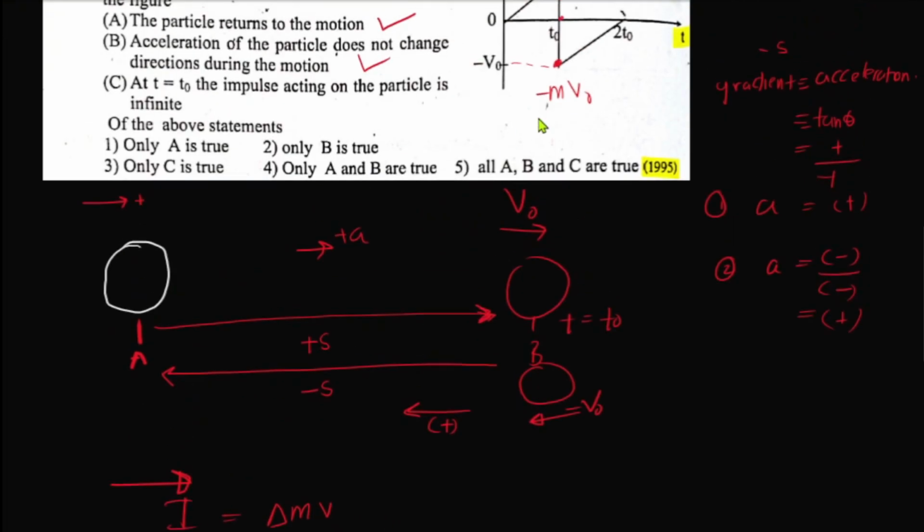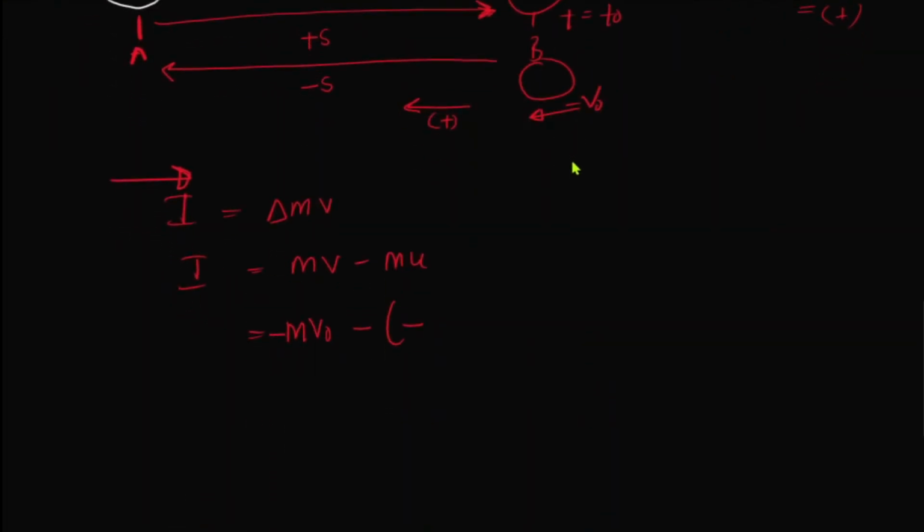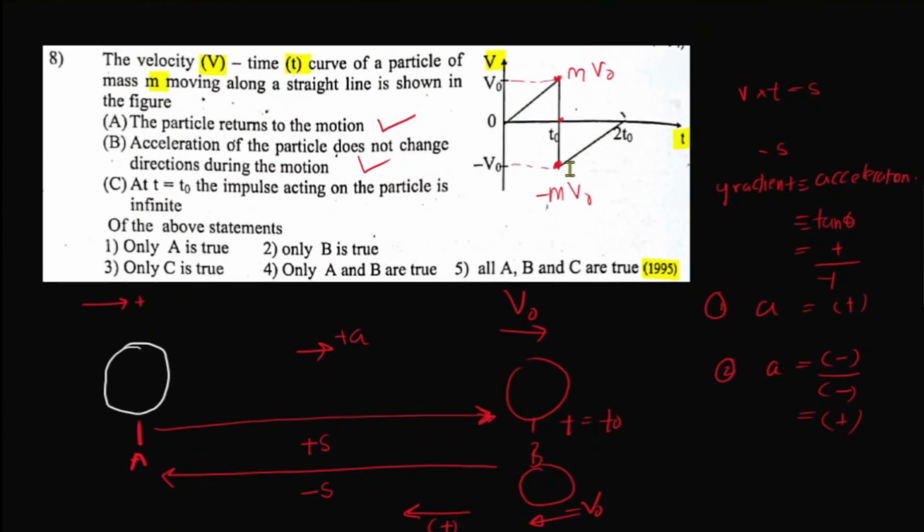Minus initial linear momentum. Initial linear momentum is mv naught. It's positive, it's directed towards the right. So therefore you get 2m v naught. The impulse in this direction is minus 2m v naught. Therefore the impulse in the other direction is 2m v naught. This is a finite value, isn't it? This is not an infinite value. Therefore this is wrong. Therefore the only correct answers are A and B, right?